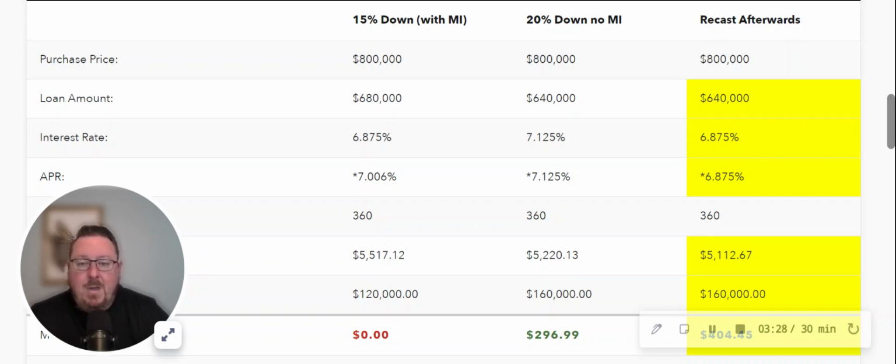So in this example, that monthly payment ended up being $5,220. And remember, that's principal, interest, taxes, and insurance. And so our total out-of-pocket cash to close in this example, $160,000. So that's a $296 difference in your monthly payment with the extra $40,000 that they put down on this particular example. So that's a decent savings, I would say.